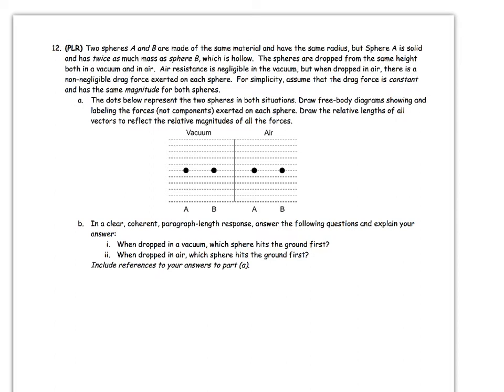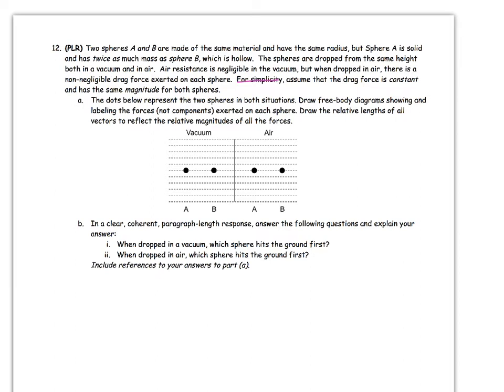So air resistance is negligible in the vacuum, but when in air there's a non-negligible drag force, meaning we have to account for it, exerted on each sphere. And we are given this hint that for simplicity we're going to assume that the drag force is the same for both spheres. All right. So the first thing we want to do here is draw the free body diagram showing the forces on each sphere both in the vacuum and in air.